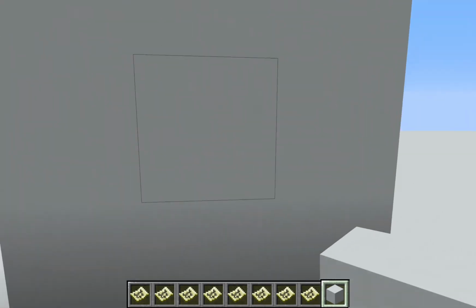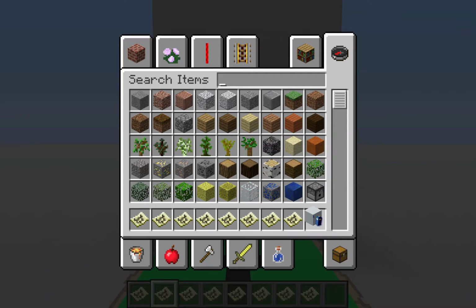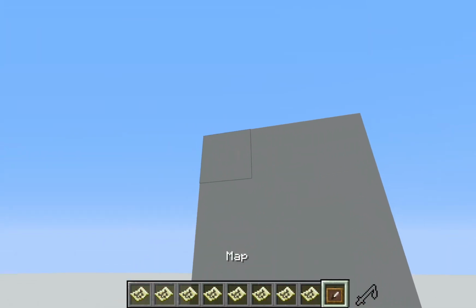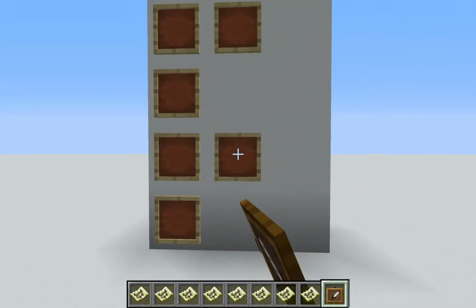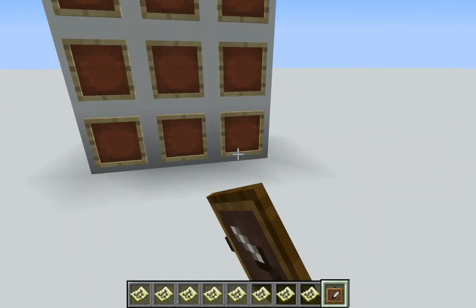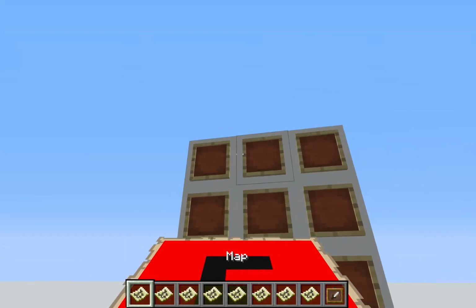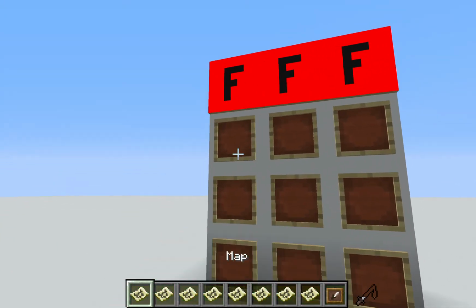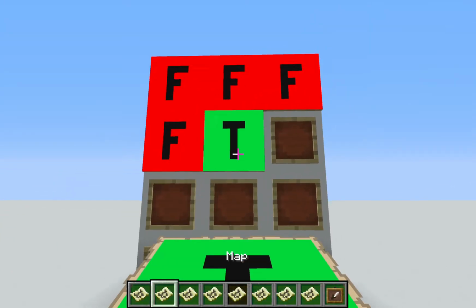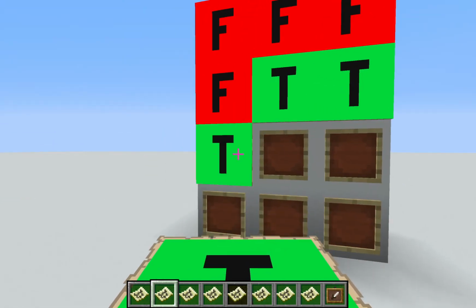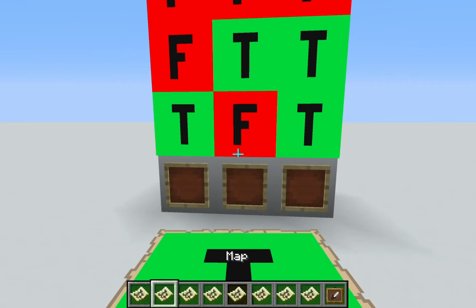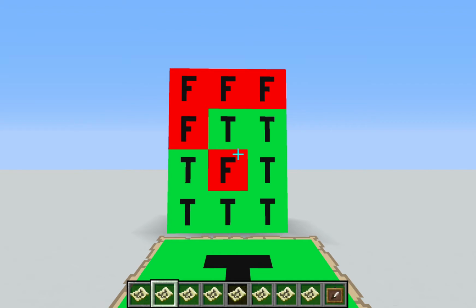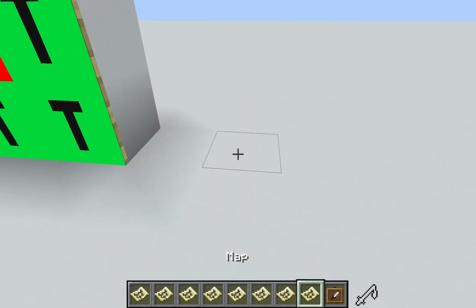Now, a truth table looks like this. Ooh, item frame again. So, remember the OR gate, right? What did we have? We had false or false was false. And then we had false or true was true. True or false was true. And true or true was true. That's a truth table. You can do the same with AND as well.